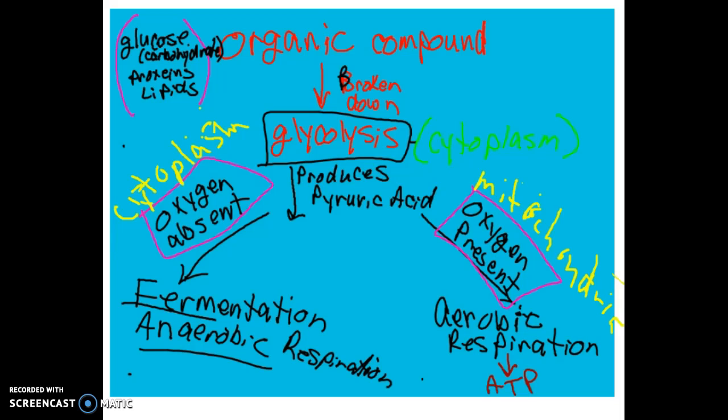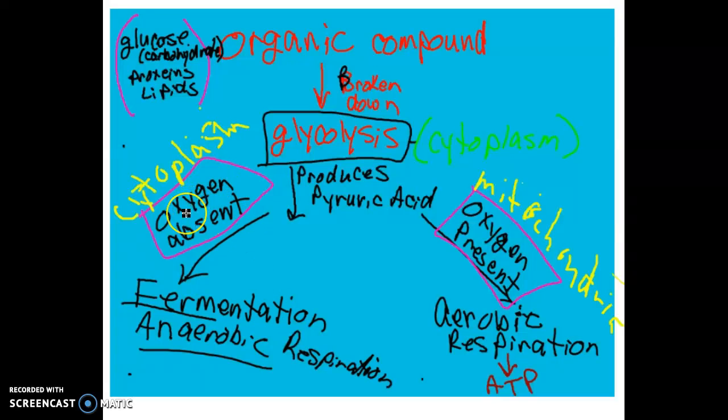Organic compound is broken down through the process of glycolysis. Again, this happens in the cytoplasm and produces pyruvic acid. If oxygen is absent, it stays in the cytoplasm. If oxygen is present, it diffuses into the mitochondria, and this is where aerobic respiration is going to occur. And it's going to make a whole bunch of ATP, and we're going to talk more specifically about these processes.